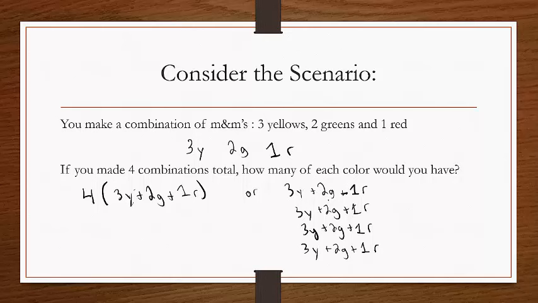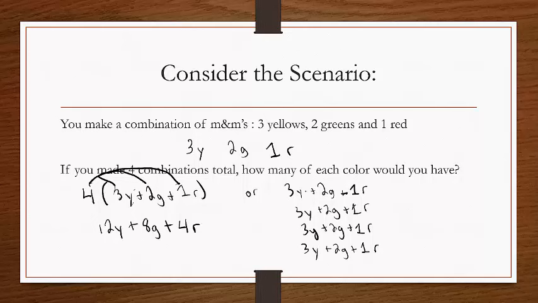And so if I wanted to know how many total you would have, well, you would have 4 groups of 3, which would make 12 yellows. You would have 4 groups of 2, or you can just do 4 times 2, and that makes 8 greens. And you'd have 4 groups of reds, or 4 reds total.